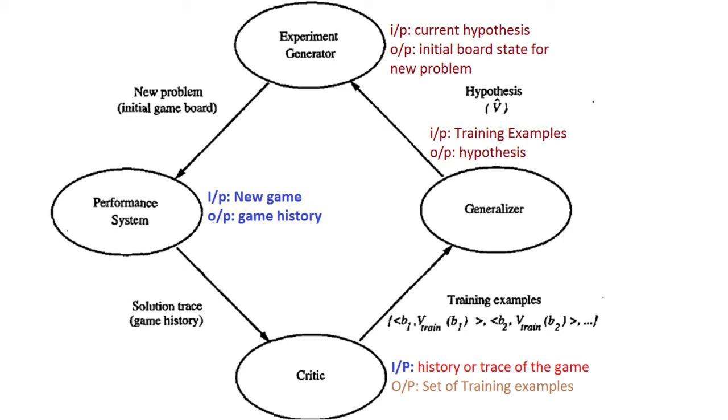The experiment generator takes the current hypothesis as input and outputs a new problem, that is, an initial board state, for the performance system to explore. Its role is to pick new practice problems that will maximize the learning rate of the overall system.